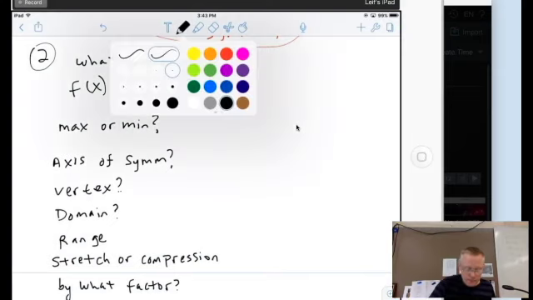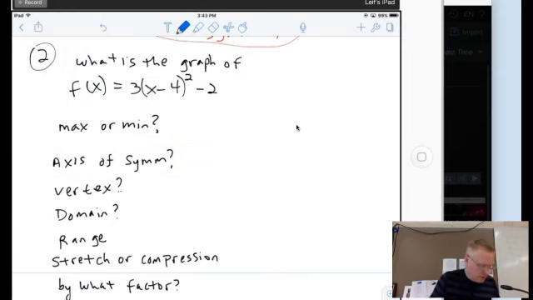All right, so if I'm doing this, we already said, gee, that graph opened up, so it's going to be a minimum.